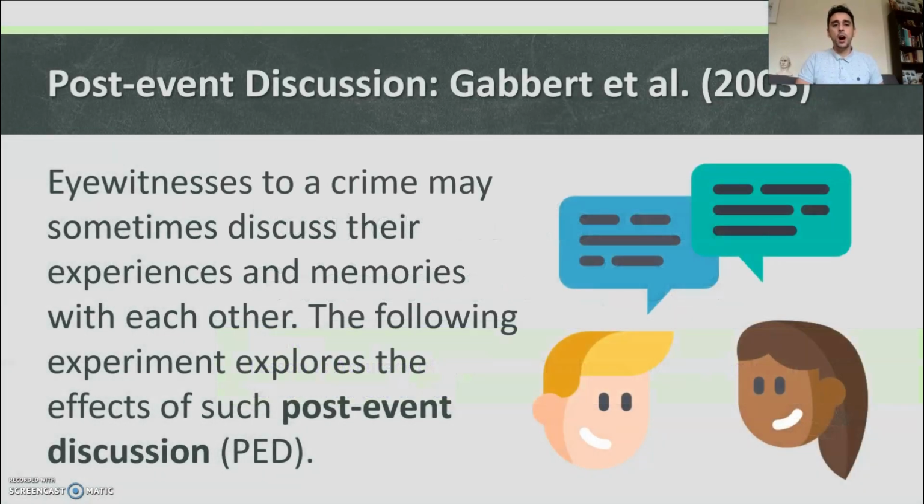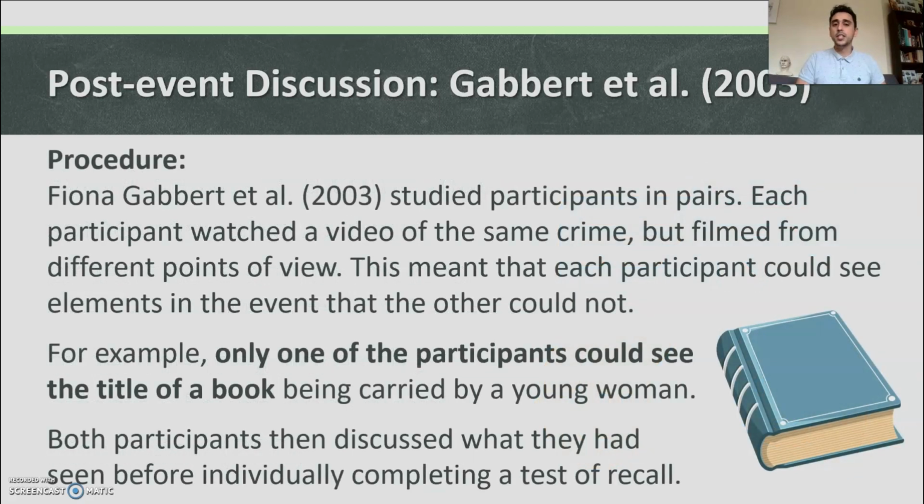2003. Eyewitnesses to a crime may sometimes discuss their experiences and memories with each other. The following experiment explores the effects of such post-event discussion, PED. Here's the procedure. Fiona Gabbert et al. in 2003 studied participants in pairs.